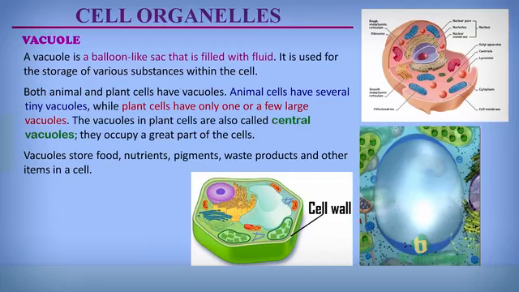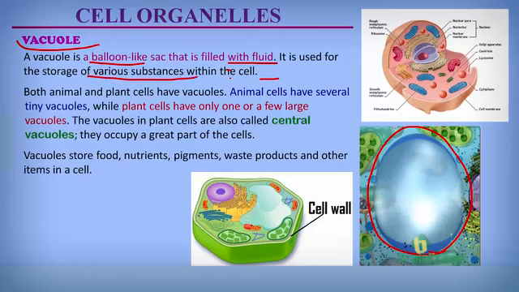Okay, the next cell organelle we'll be looking at is the vacuole, also called cell vacuole. The vacuole is simply a balloon-like sac. Doesn't it look like a balloon? It does, right? It's a balloon-like sac that is filled with fluid, and it is used for the storage of substances within a cell. So all the vacuole does is to store substances.